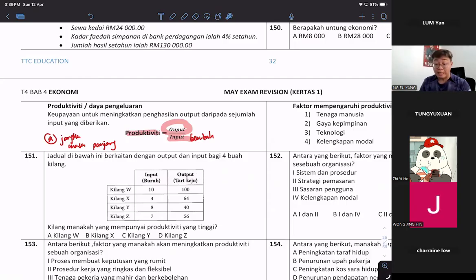So that's why jangka masa panjang is used to calculate the productivity. So we are trying to make everything, the tanah, modal, buruh, usahawan, able to increase or decrease in jangka masa panjang. That's why this is referring to the input berubah. So everything can be input berubah.